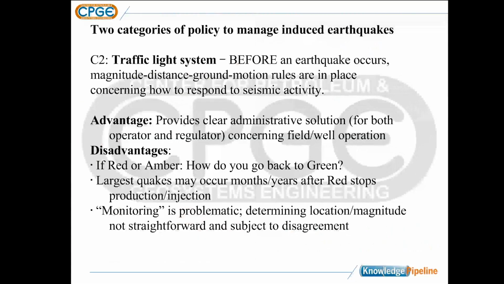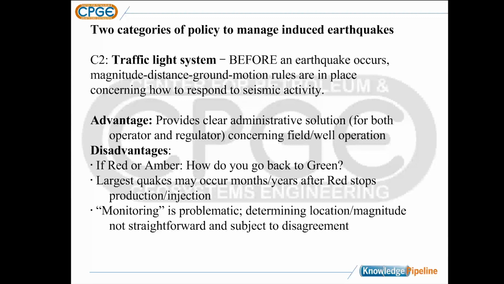Now, the second category for managing induced earthquakes is the traffic light system. Again, before an earthquake occurs, there are rules set up concerning how to respond. If a certain magnitude is reached, then the injection is shut off. The advantage is this provides a clear administrative solution for both the field operator and the government regulator concerning the well operations. One disadvantage, however, is that if you have a red light, how do you get back to green?